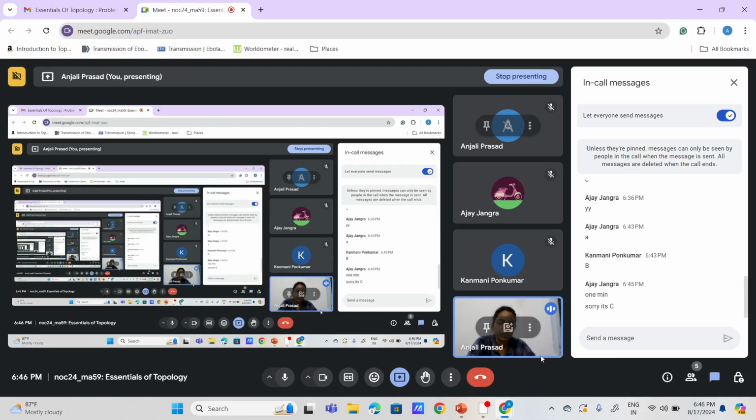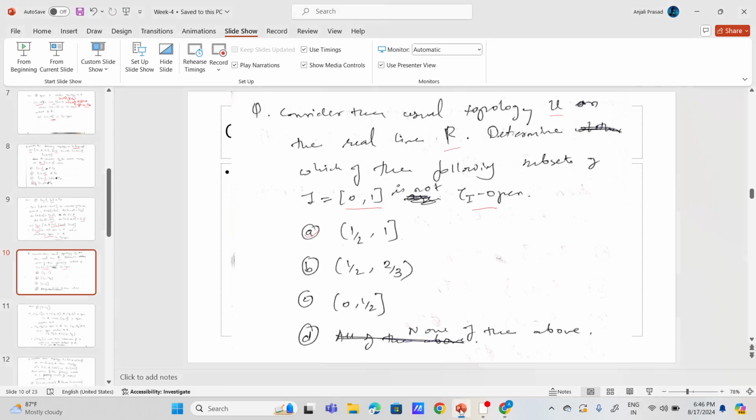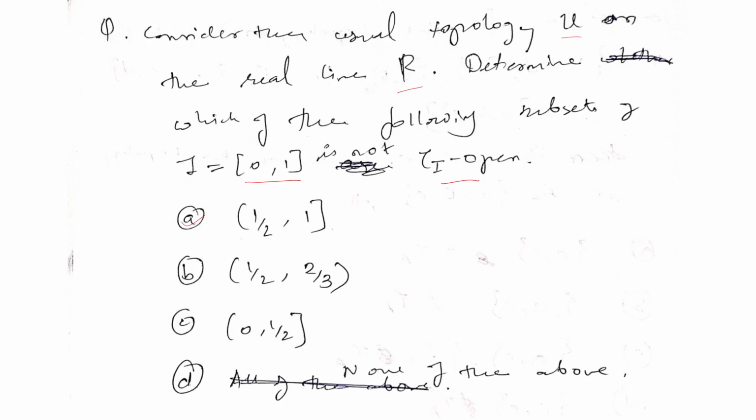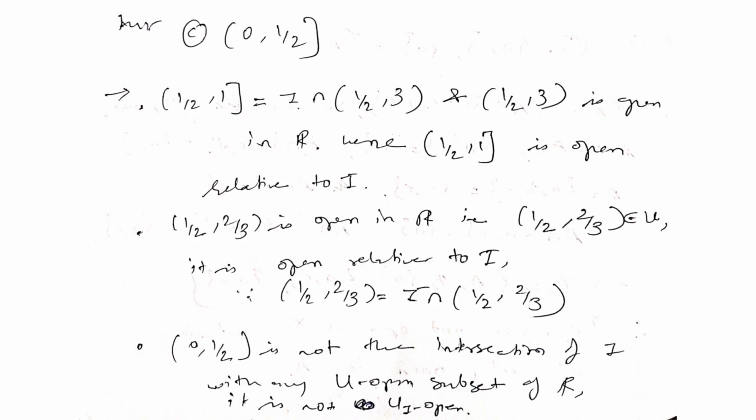Are you trying, or shall we move to the answer? See here, the correct answer will be C, that is open at 0 and closed at half. Why so? Because check one by one.